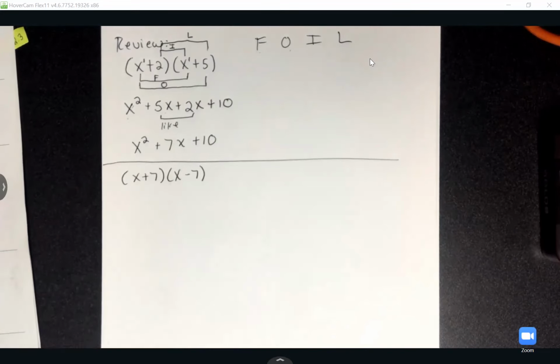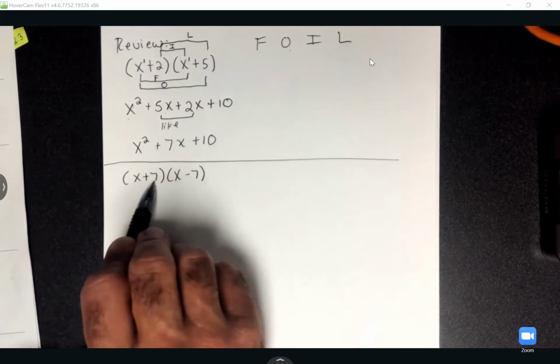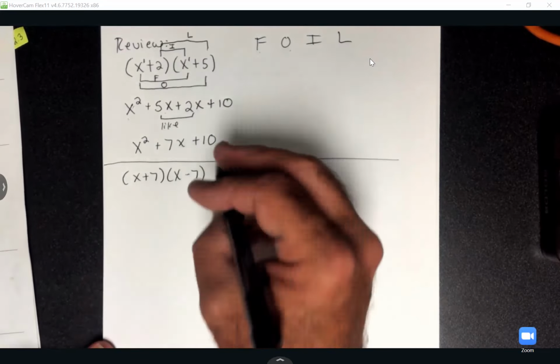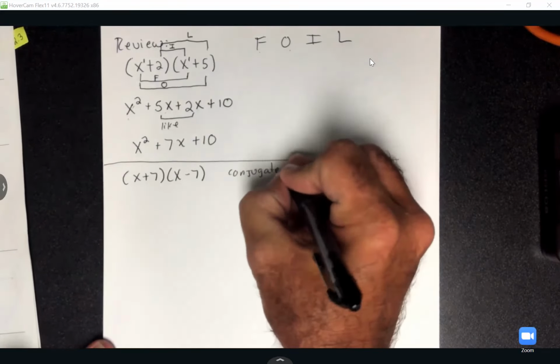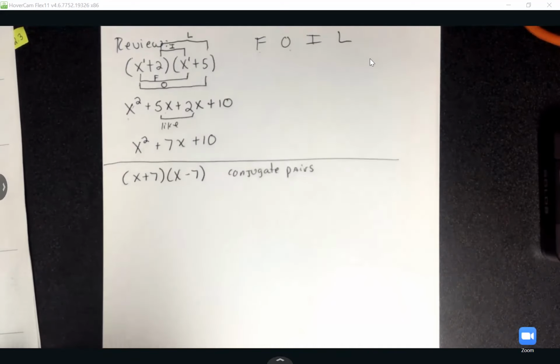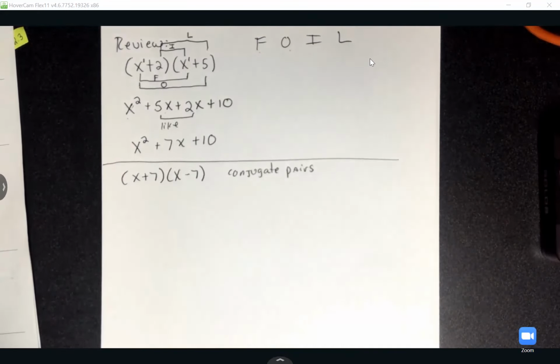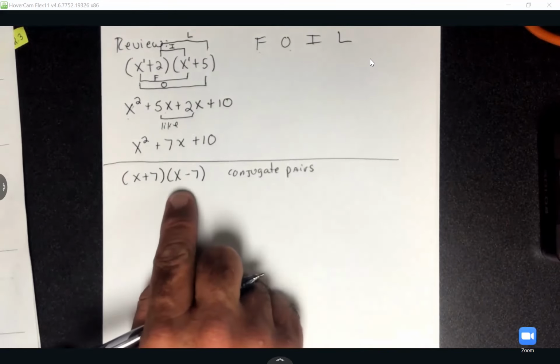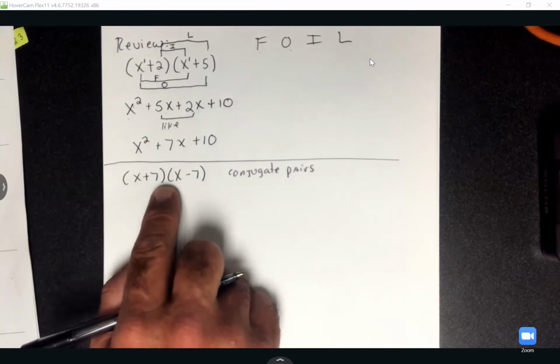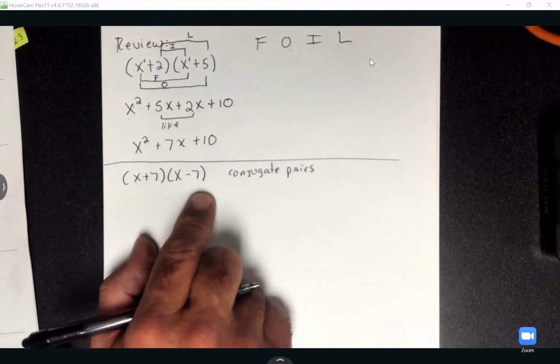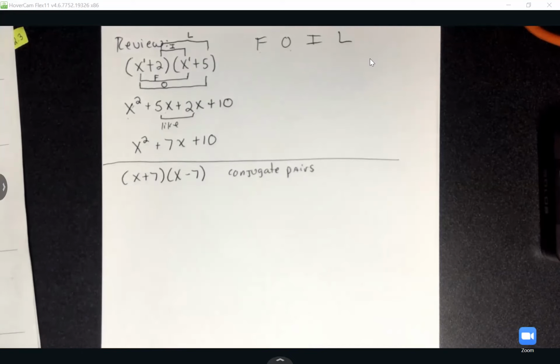So y'all, let me do one with one positive and one negative. So these, I call these conjugate pairs. And you'll see stuff happen when you multiply conjugate pairs like this. So conjugate pairs always got the same number. The only difference is the operation. One's being added, one's being subtracted. But anytime you multiply conjugate pairs, you're going to cancel out some of the terms, okay?